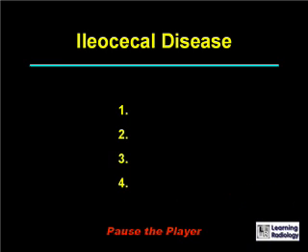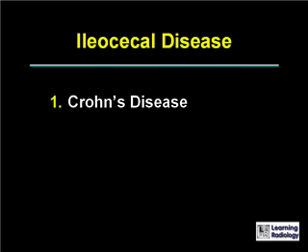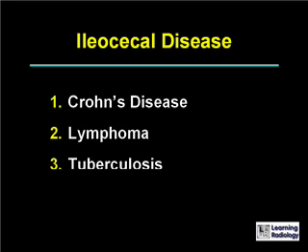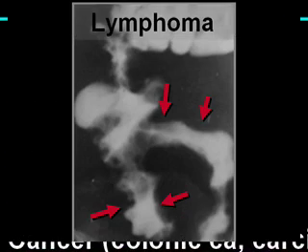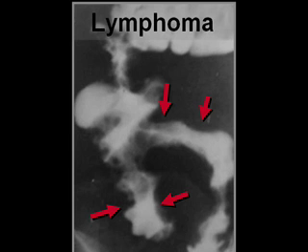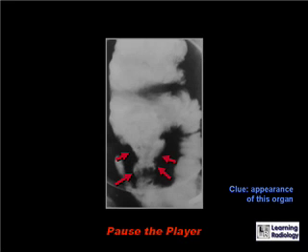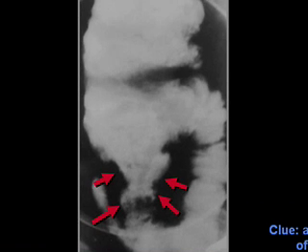The differential is for ileocecal disease. There are 4 causes listed. Amongst the causes of ileocecal disease are Crohn's disease, lymphoma, tuberculosis, and cancer, either colonic carcinoma or a carcinoid. This is the next differential diagnosis.